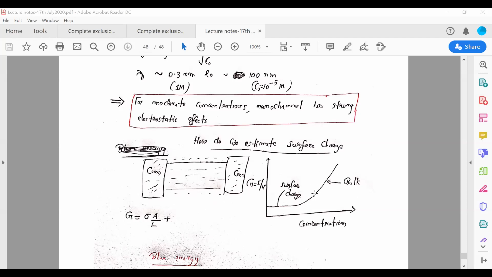Okay. When you go to lower concentrations, your surface charge is really seen in the form of surface charge conductance. So your conductance is controlled by the surface charge at low concentrations, whereas at a high concentration, you don't see the surface charge because it is screened by the ions. So you can effectively measure the surface charge concentration by measuring the conductance versus concentration curve.